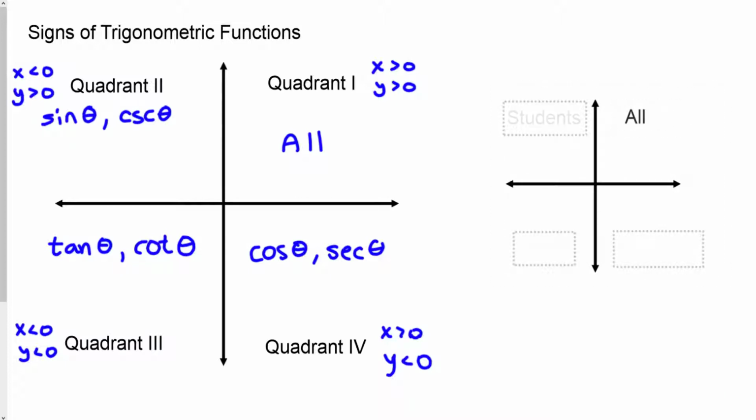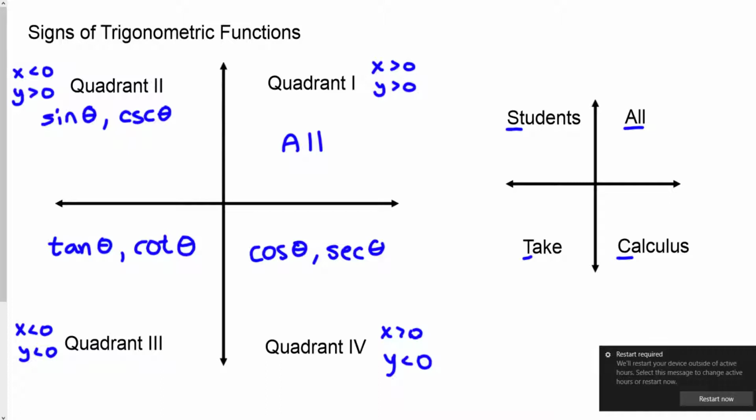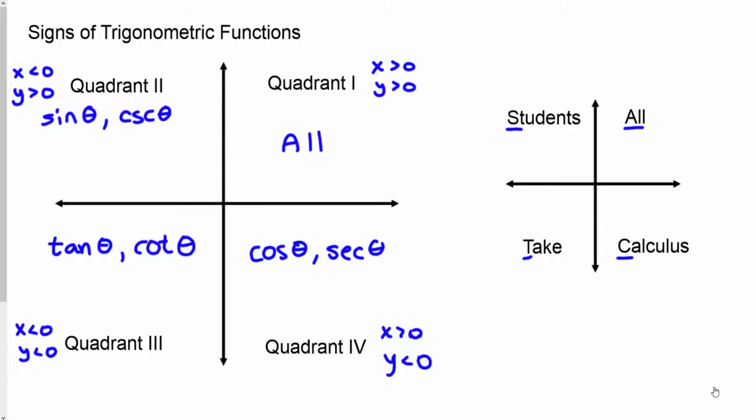All Students Take Calculus. What that means is all trig functions are positive in quadrant 1. Trig functions depending upon sine are positive in quadrant 2, so sine and cosecant. Trig functions depending upon tangent are positive in quadrant 3, and cosine in quadrant 4. If you keep that in mind, that'll help you remember which trig functions are positive where. That's going to become really important later on in the class.